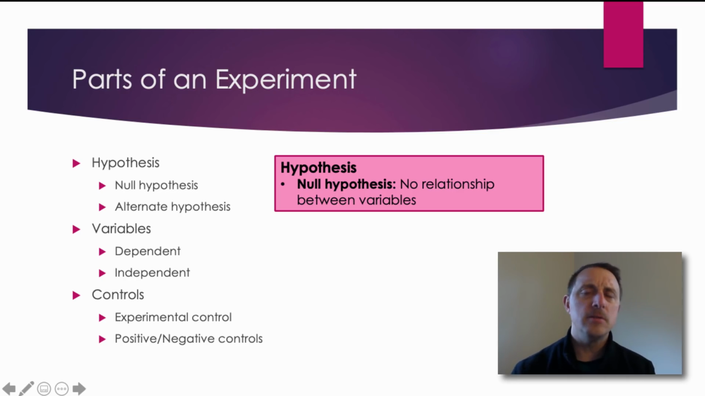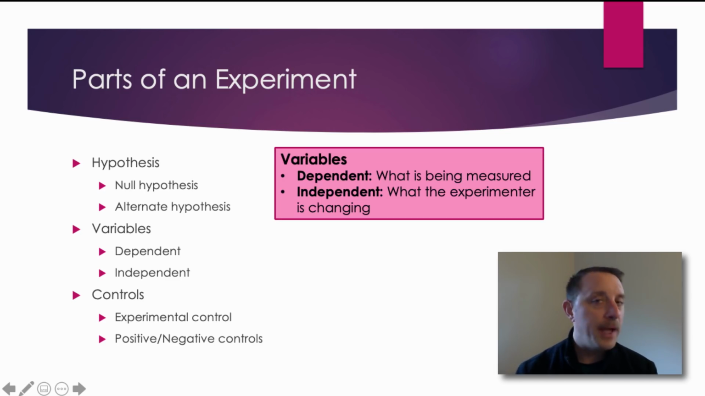So what are these two variables that we will have in our experiment? They are the dependent variable and the independent variable. The dependent variable is whatever we are measuring within our experiment. When you read a question on the AP test, they generally will very clearly state what was being measured. The independent variable is whatever the experimenter is changing or the experimenter is controlling within the confines of the experiment.